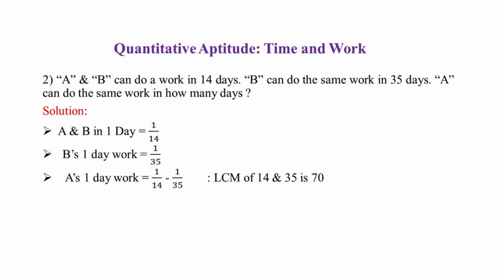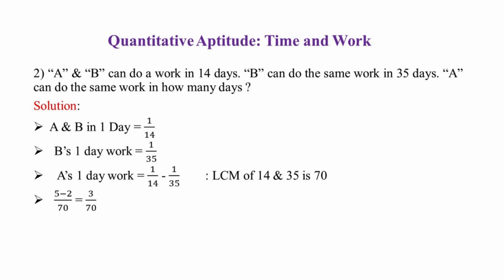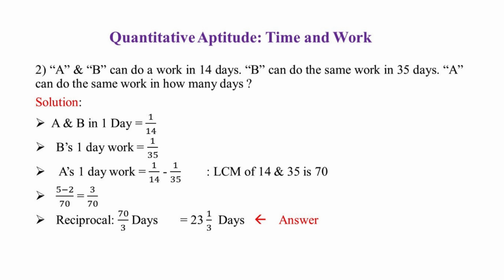If we take the LCM of 14 and 35, it will be 70. Then we write that 70 in the denominator, and by solving that we will get 3 by 70. If you take the reciprocal of 3 by 70, it is 70 by 3 days. That is 23 1 by 3 days. That is the answer.